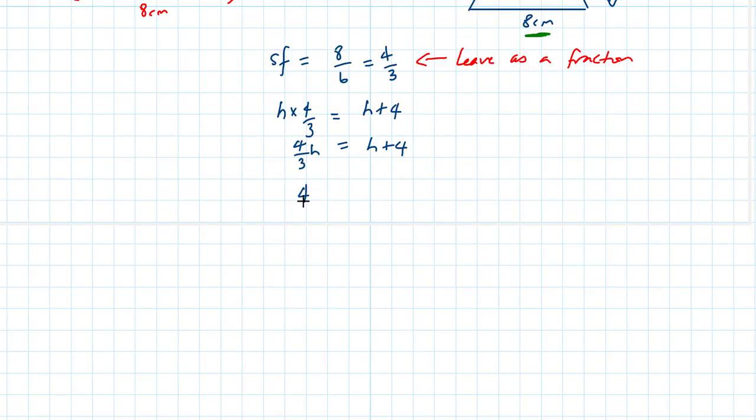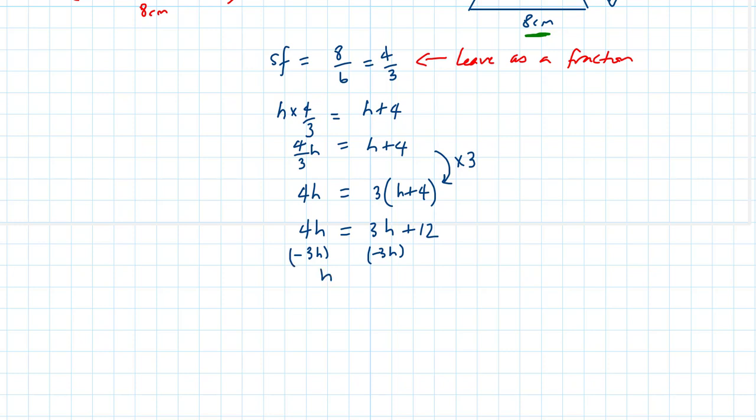Now the trick here is to multiply through by 3 first of all to make it a bit easier for ourselves. It gets rid of the fraction. So 4h equals 3 lots of h plus 4. Expand the brackets. Subtract 3h from both sides and very easily we find h is equal to 12. And then obviously we can find what h plus 4 is going to equal, which is 16. And our units were centimetres.